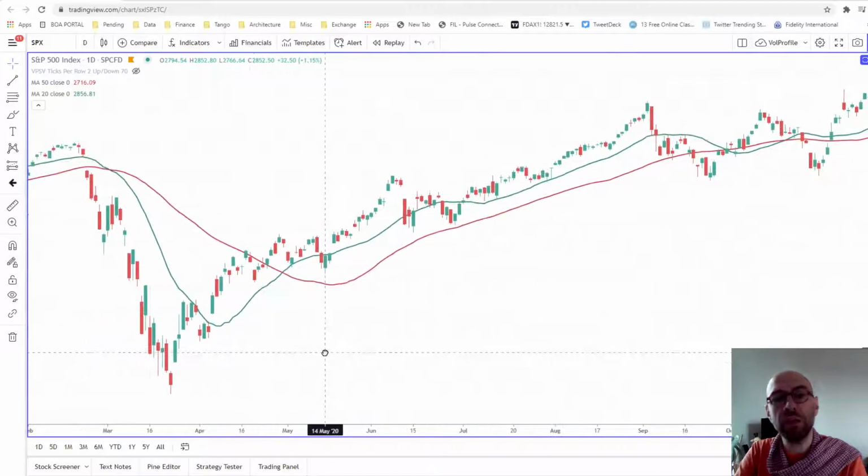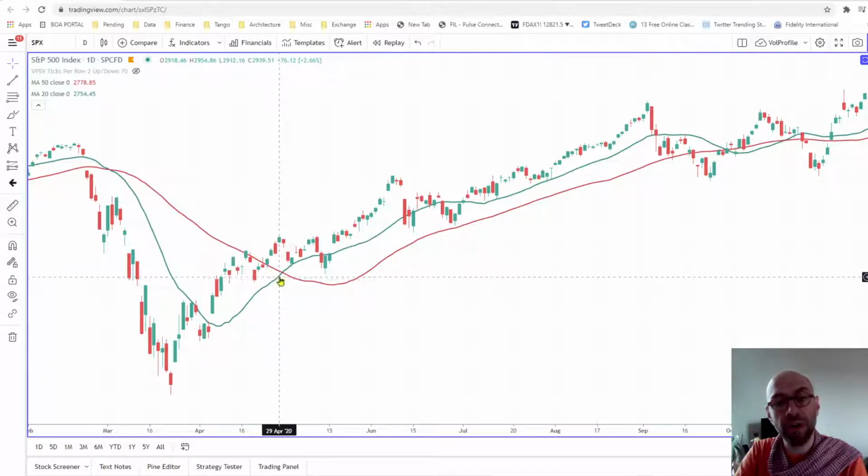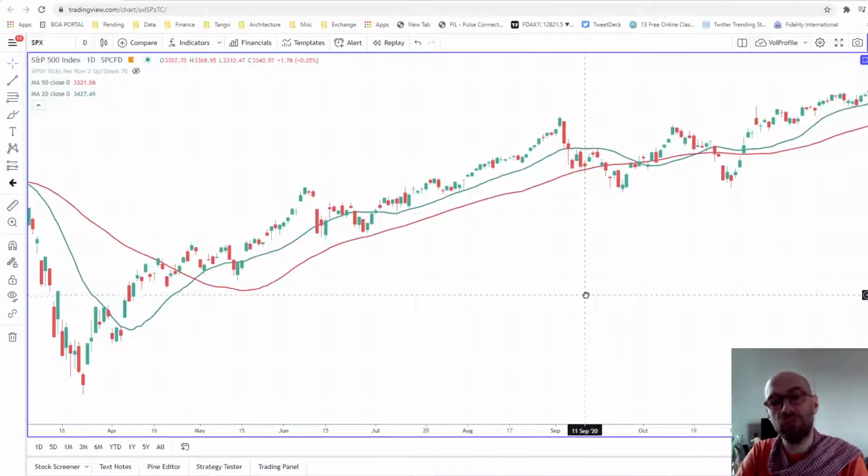For simplicity, I'm just going to consider that you go long, that you enter the market, that you buy the market when the moving average crosses. So again, when the 20-day goes above the 50, the slow moving average. So in simple terms, that's what the strategy is.